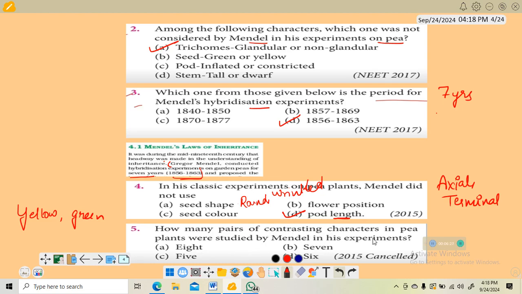Next, how many pairs of contrasting characters in pea plants were studied by Mendel in his experiment? How many pairs? 7. So either it will be 7, or if 7 is not an option, it will be 14.